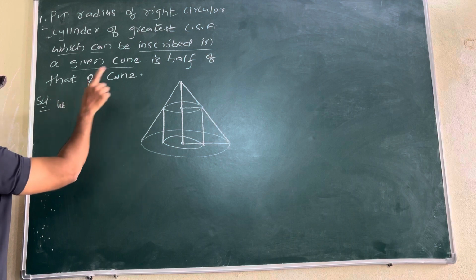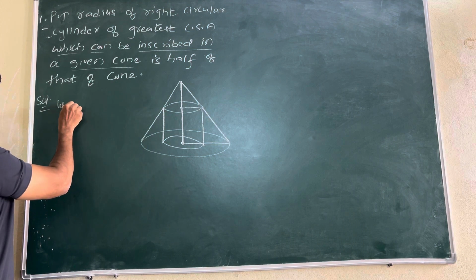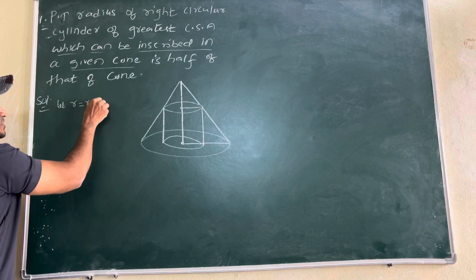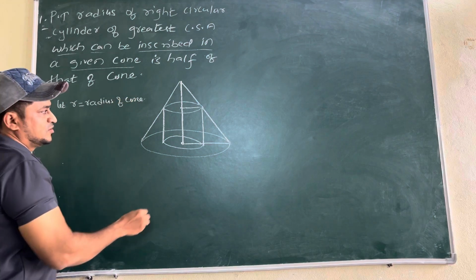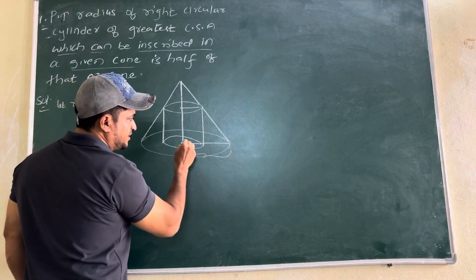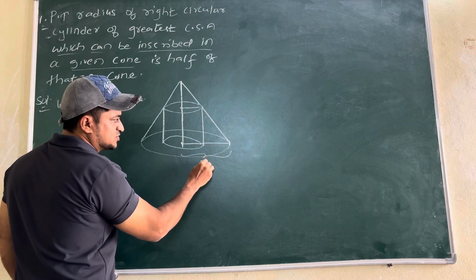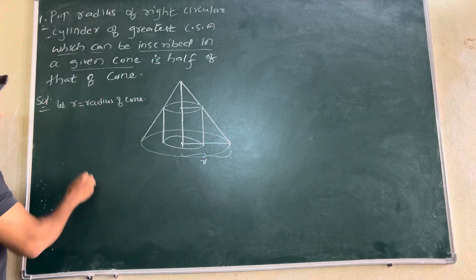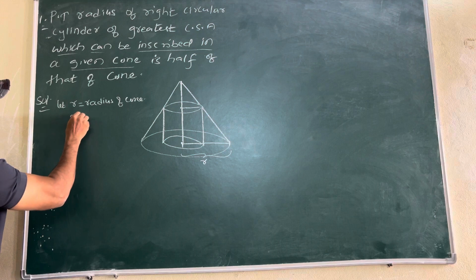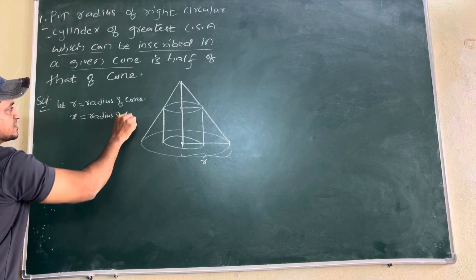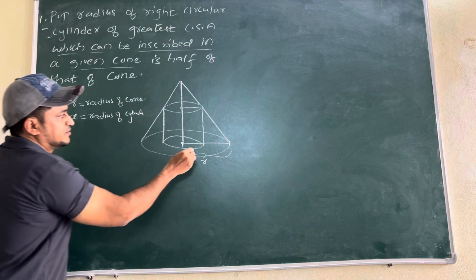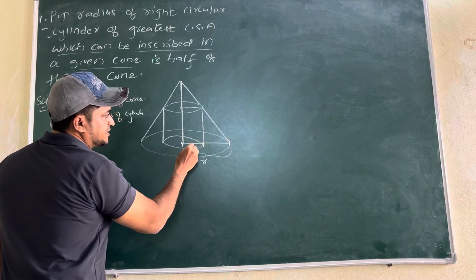Now what we have to do is, the big figure is there. For that we have to take R equals the radius of the cone, this one from here till the end, that is the radius of the cone. Then small x equals the radius of the cylinder, from here till here, this is x.